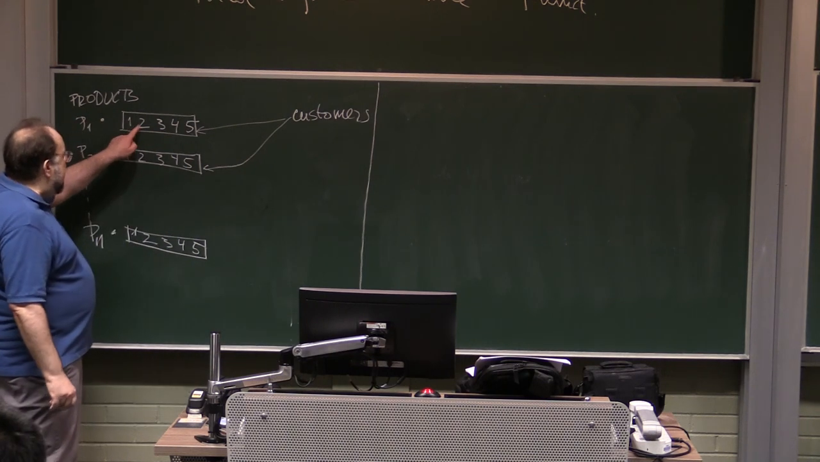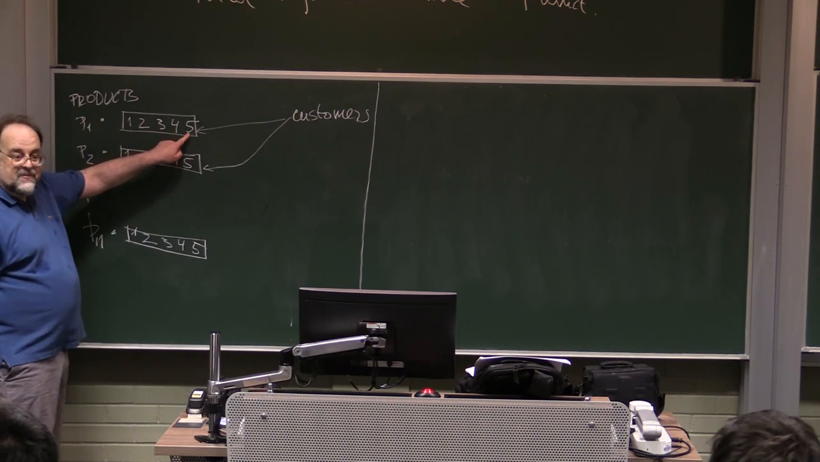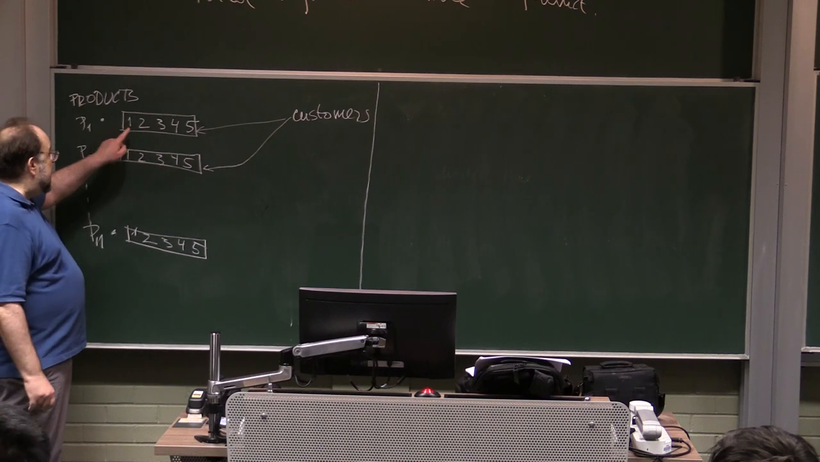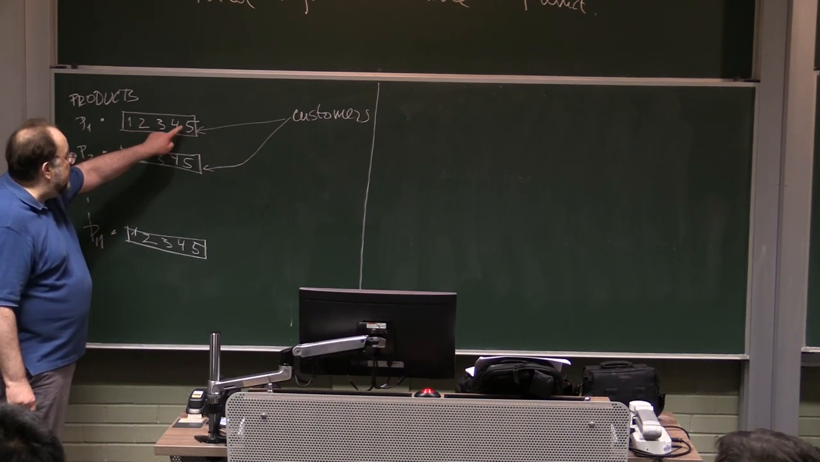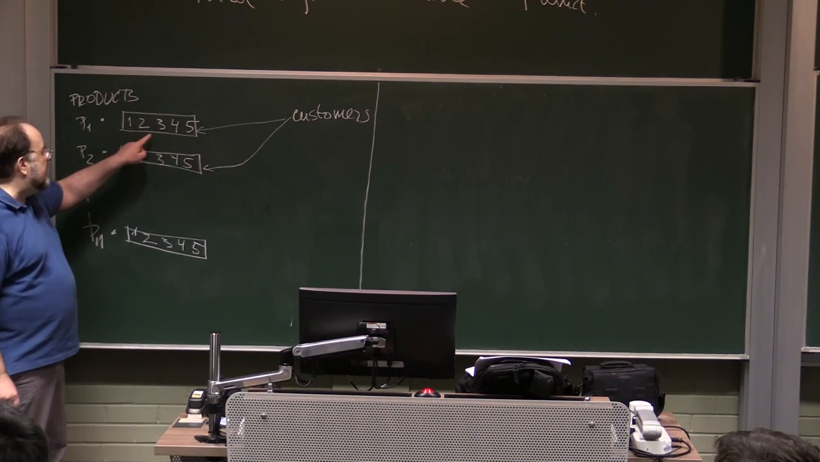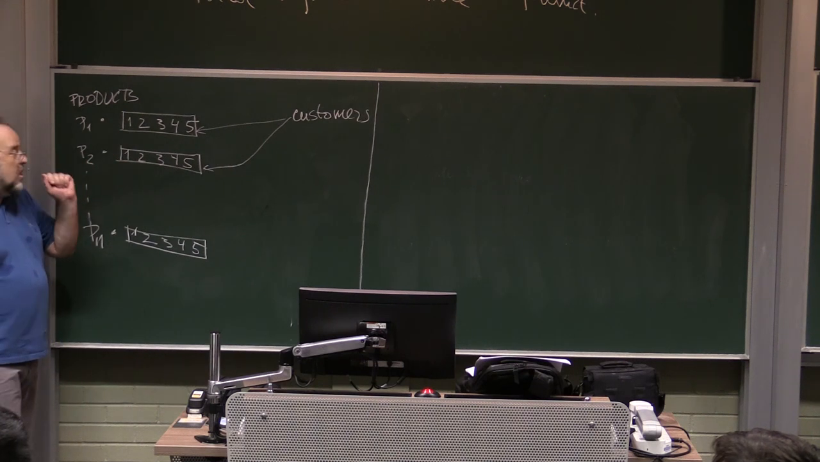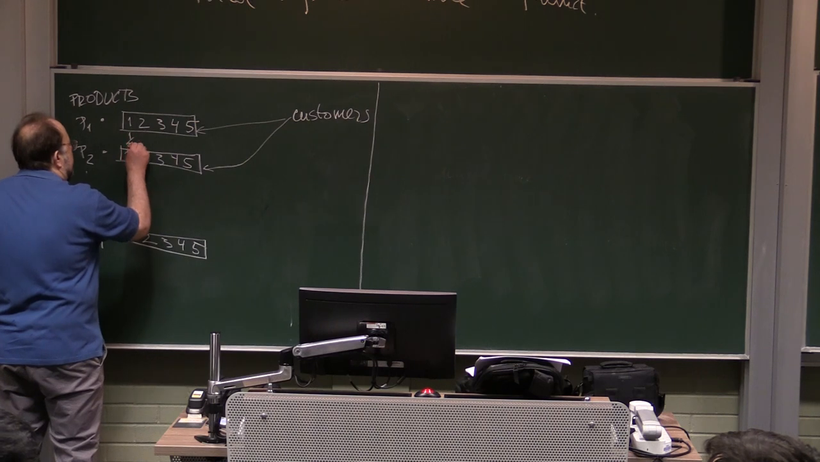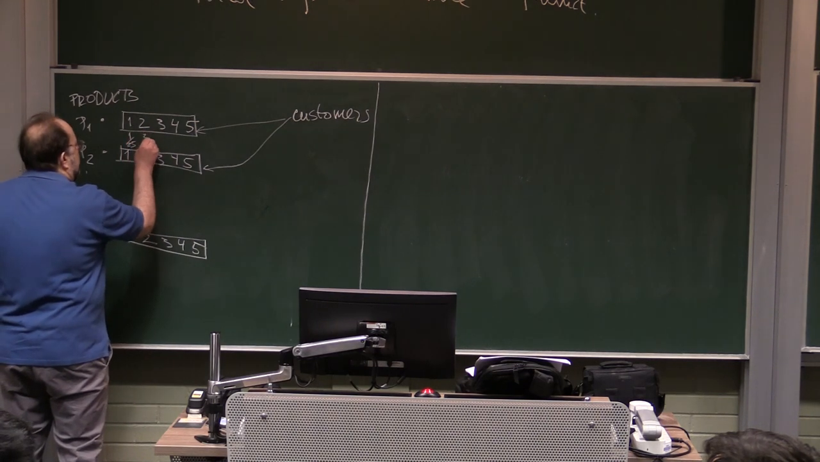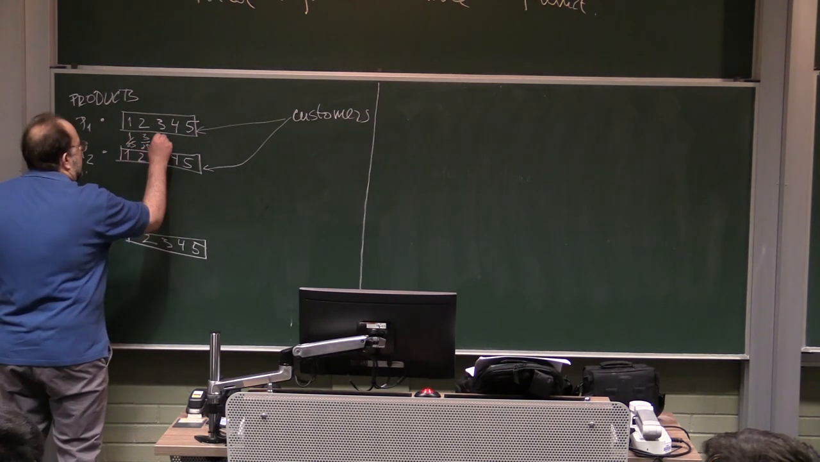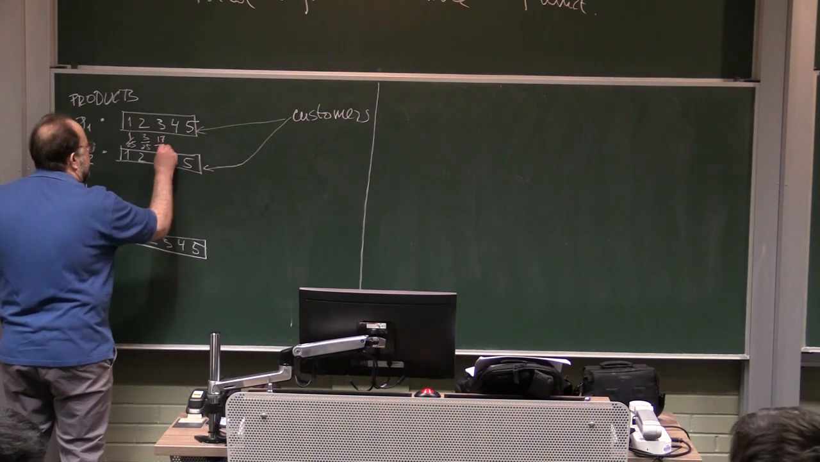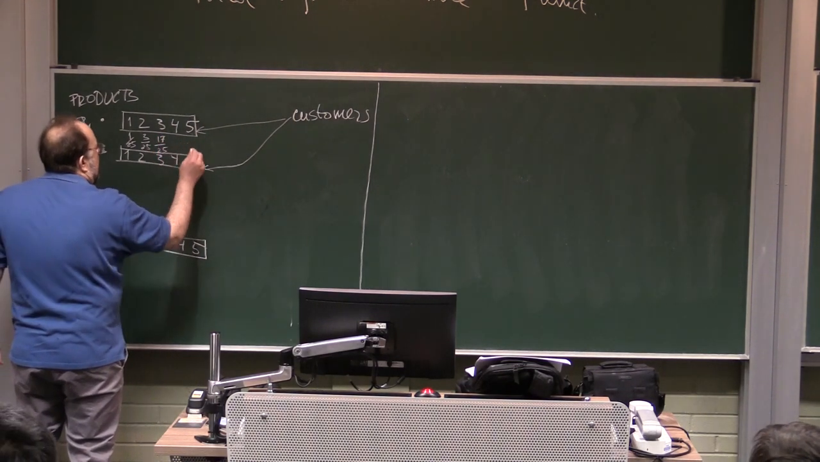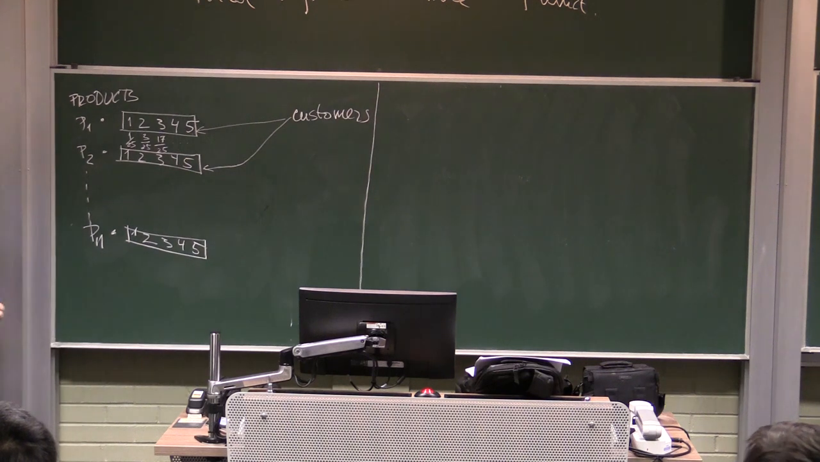For every item on the list, I can calculate what fraction of the total votes on the list it got. Say, one got 1 over 25, this got 3 over 25, this got 17 over 25 total votes, and so on. Now you do the following trick.